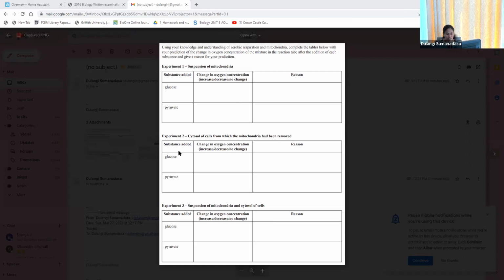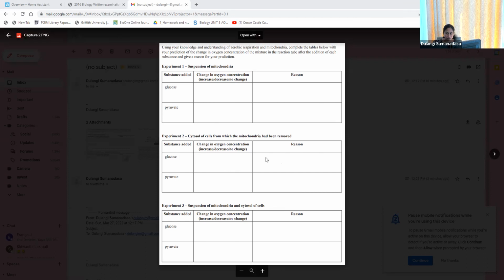Let's start with experiment 2, right? Because they're adding the cytosol, right? So cytosol means the place for the glycolysis, right? And then we go to the mitochondria. So start from the second one. So the first one is the glucose. They're adding glucose.